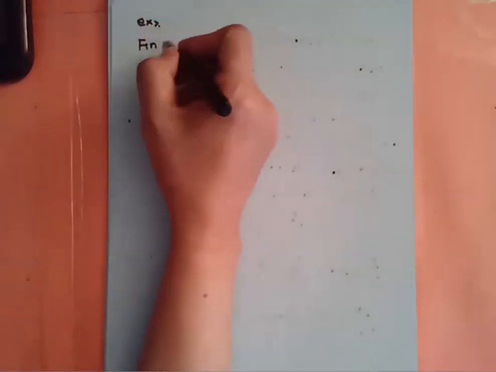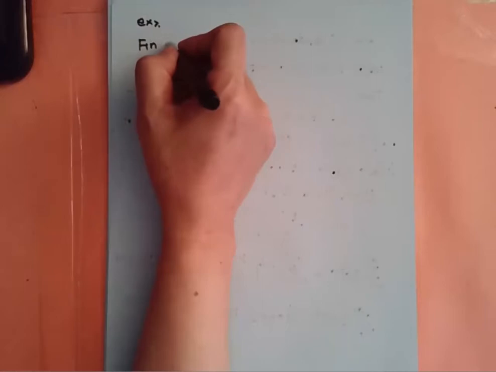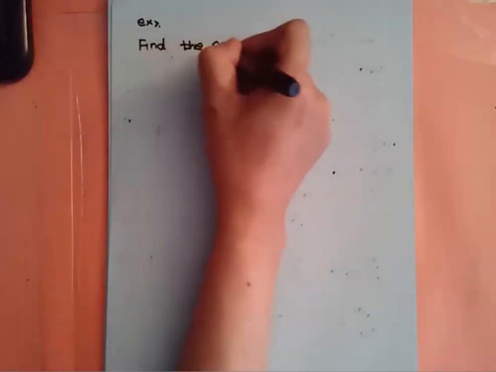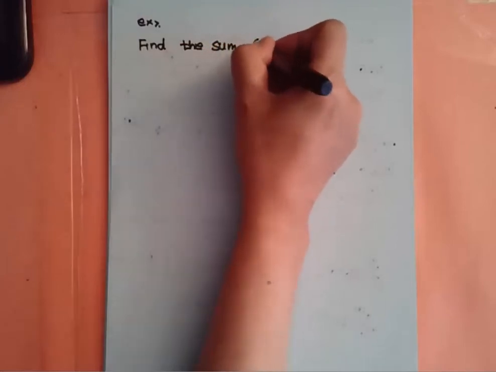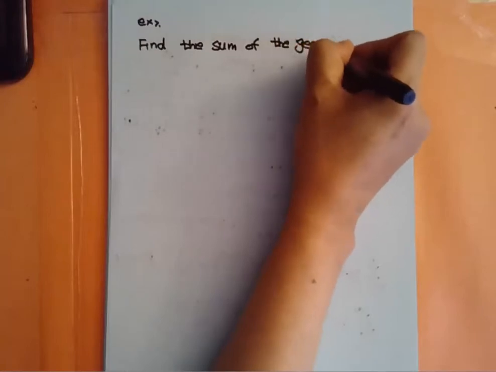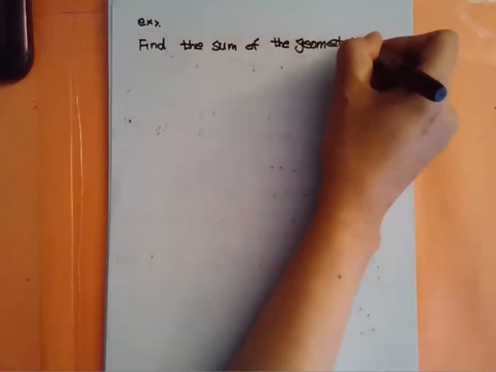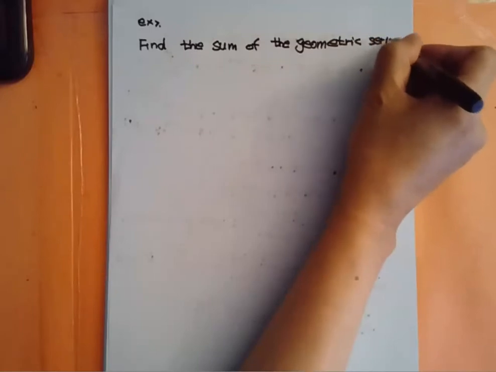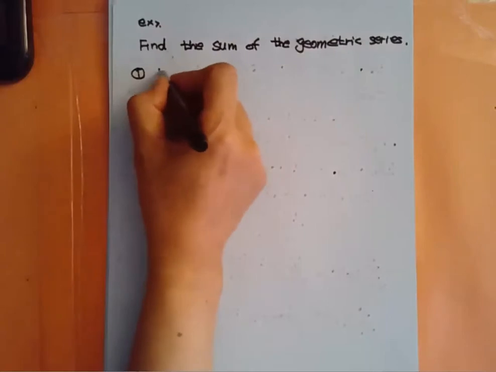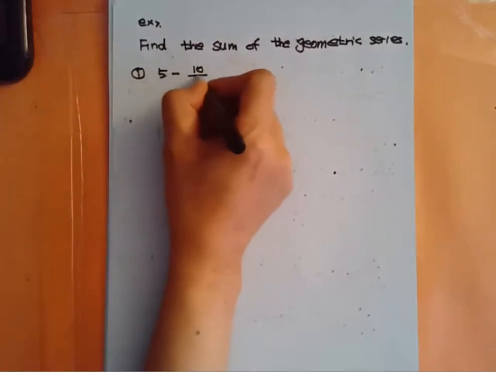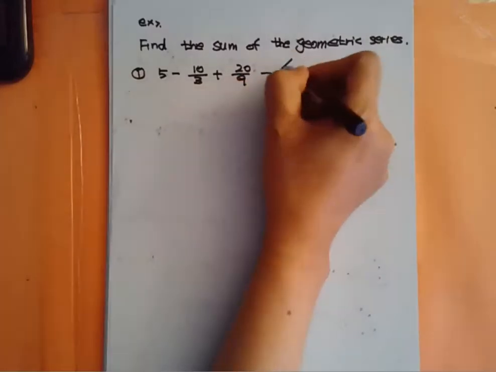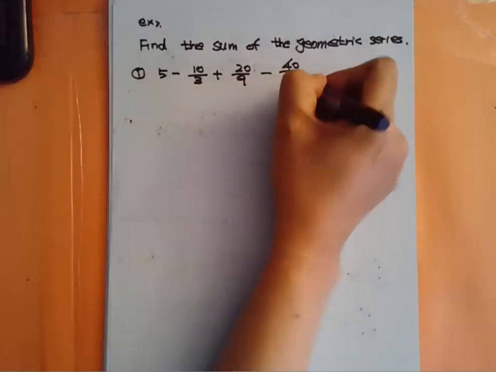Let's evaluate the infinite sum of the geometric series. Five minus 10 over 3 plus 20 over 9 minus 40 over 27.